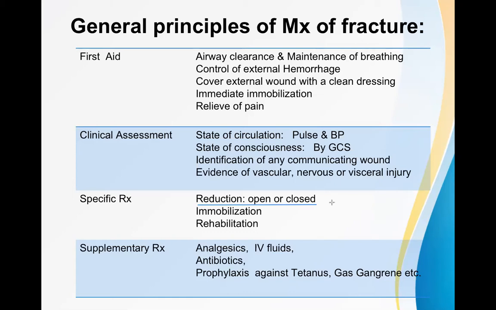Reduction can be done in two ways: closed reduction or open reduction. Now closed reduction means you don't do any surgery, you don't give any incision, you manipulate it under anesthesia but closed. So what does that mean? We give a painkiller to the patient. Maybe we give ketamine. Now what is ketamine? Ketamine means what?